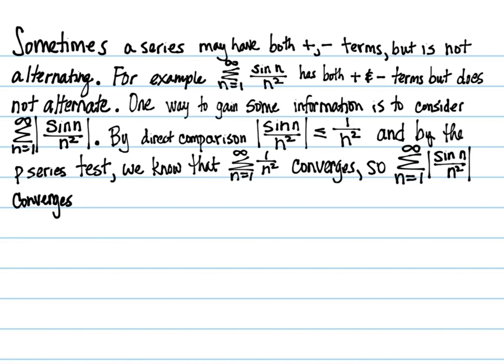So when we do this process where we take the absolute value of our terms instead, and we're only considering the absolute value of the terms, when this absolute value ends up converging, that is actually called absolute convergence. So this is theorem 9.16, and it's called absolute convergence.